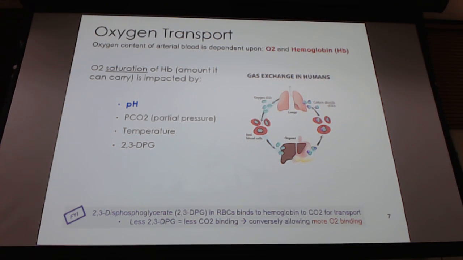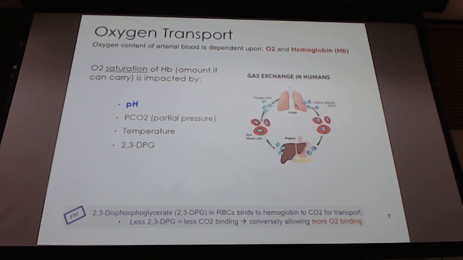So oxygen saturation, and that's how much, so we talk about partial pressures, SpO2s, things like that. That's how much oxygen is in that hemoglobin. And that depends on a few things. How much oxygen can be carried, obviously, if you're anemic, you're going to carry less oxygen, things like that. But how much each molecule can carry, these are the things that affect it. So pH, partial pressure of CO2, temperature, and then something called 2,3-DPG, whatever. We're not going to worry about that one.